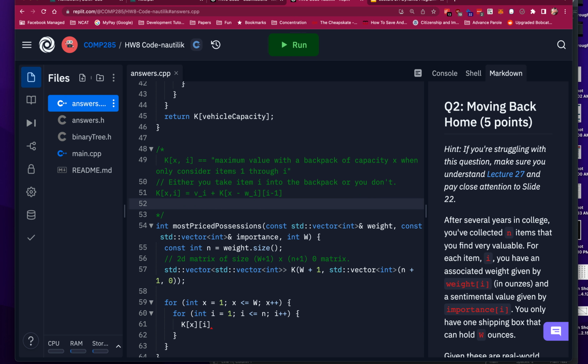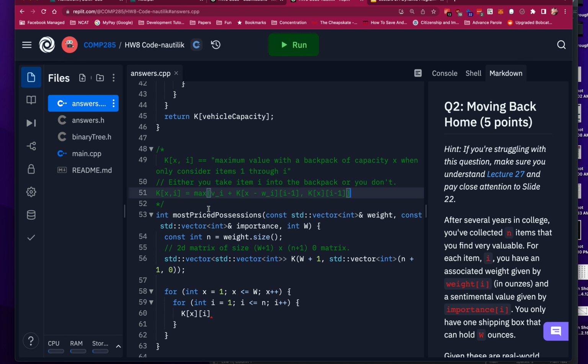The other case is where you don't take it, so then you're looking at i minus 1 items, and you're still looking at the same x because you didn't take up any space. And the goal is, well, the maximum that I can fit here is just going to be the max of these two things, right?